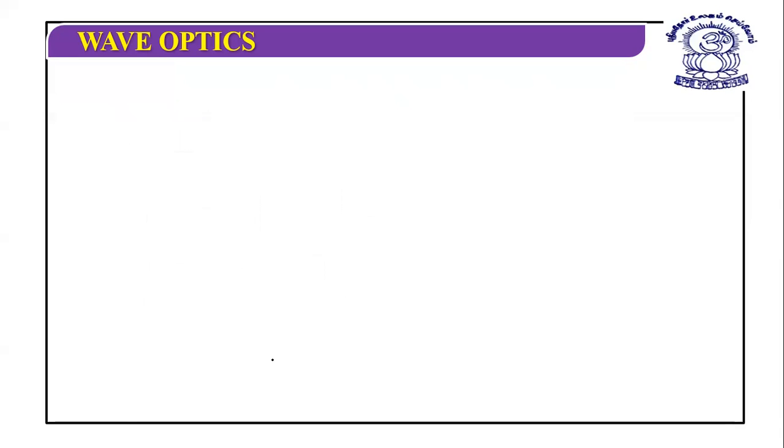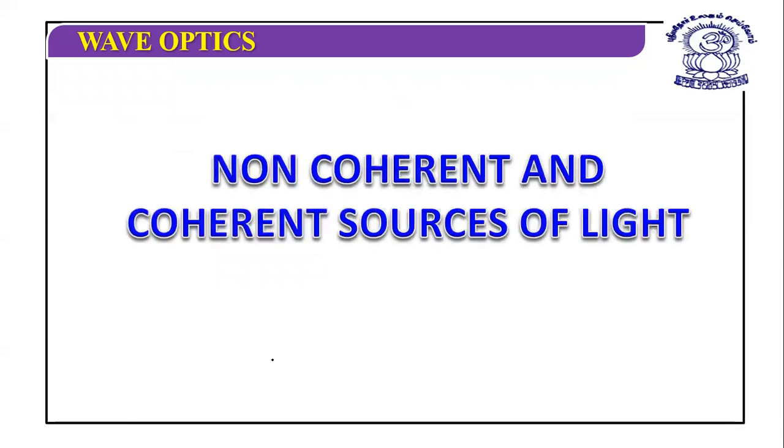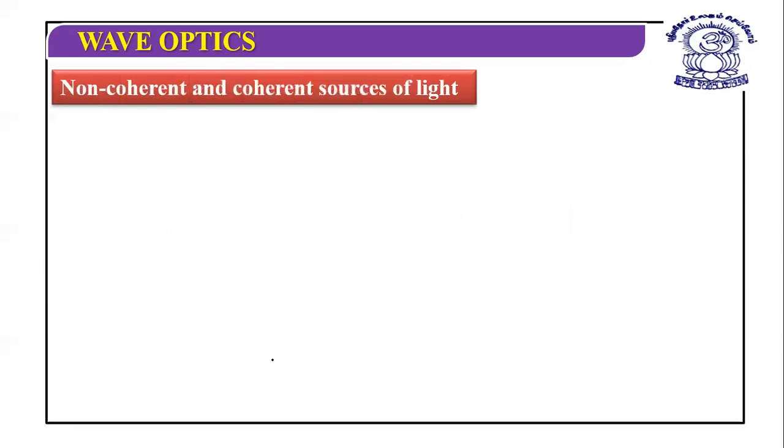Now, let us understand different sources of light, that are coherent and non-coherent sources of light. First, what is non-coherent source of light? Two light sources are non-coherent if the frequencies are not same and the phase difference between the waves emitted by them does not remain constant with respect to time.